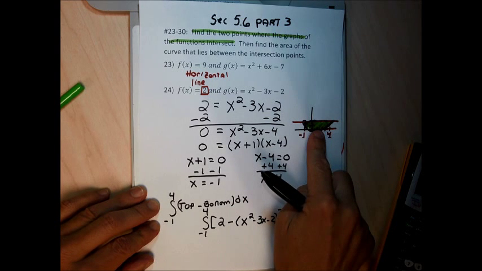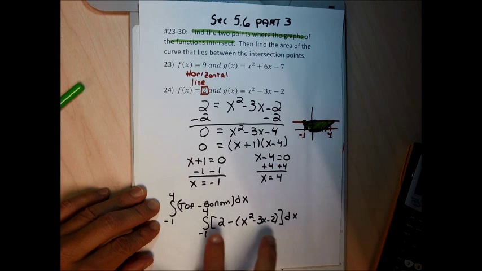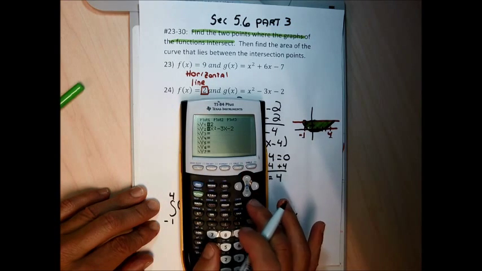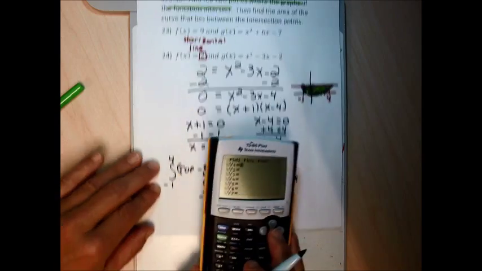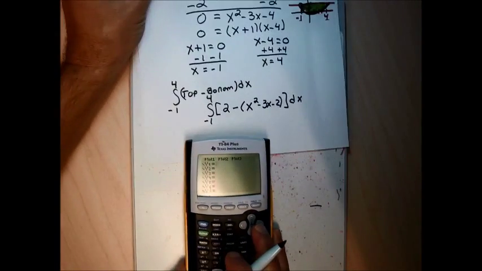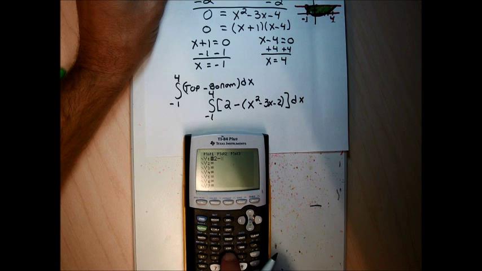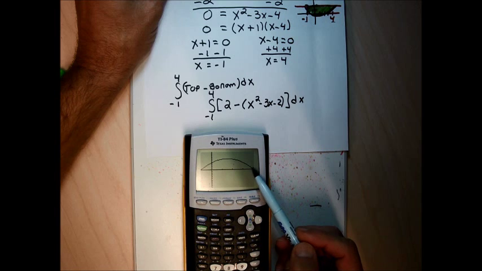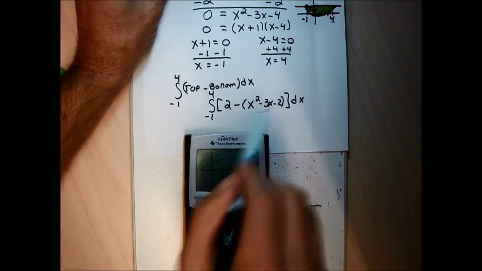I can figure out what this area is on my calculator if I enter this function and do this integration. So let me do this real quickly. Let me clear out the functions that are in there and integrate the function 2 minus parentheses x squared minus 3x minus 2. Don't need the brackets because I'm not writing the dx. Graph this function. It's going to have x-intercepts at the edges of my window just because that's how that works when you do this subtraction.